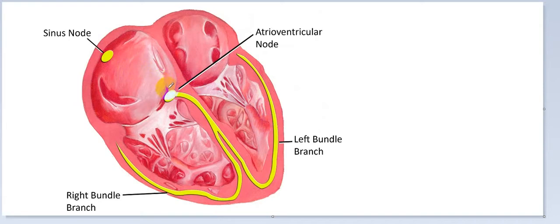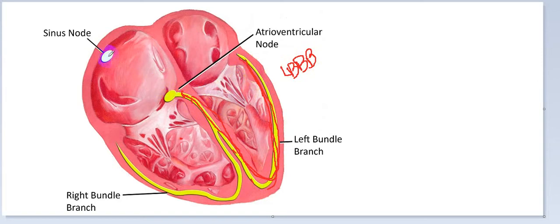So what is the definition of a bundle branch block? You have the left side bundle branch block and the right side bundle branch block. When you have a left-sided bundle branch block, that means that this entire bundle branch is not working. This is the bundle of His, and then these are the Purkinje fibers. This is the left bundle branch, the entire branch. So when you have a left bundle branch block, this entire left side bundle branch is not working.